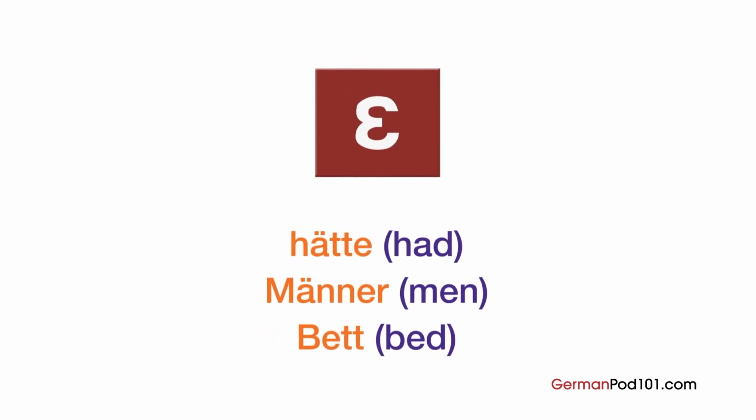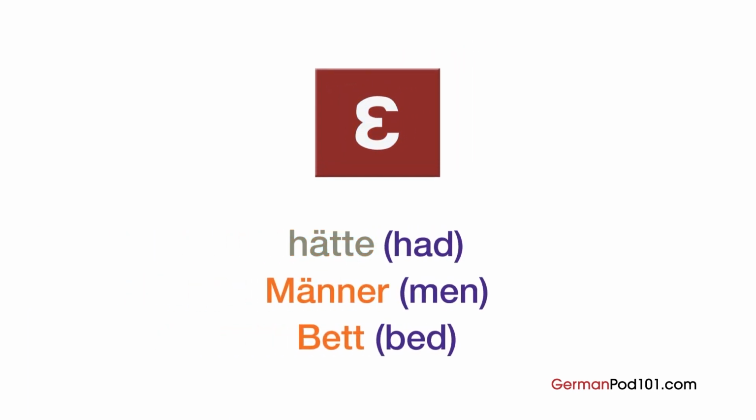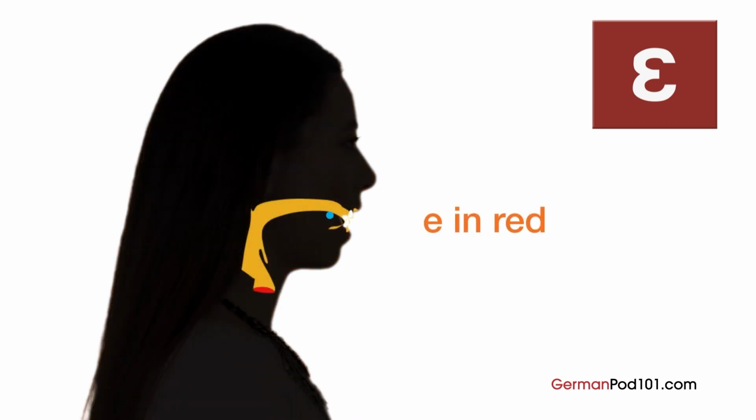The next vowel is Ä, as in hätte, Männer, Bett. It's identical to the E sound in the word red.